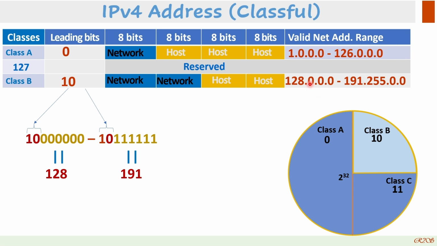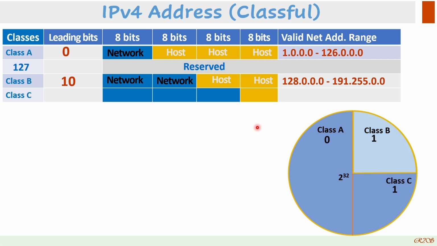And the second byte, all could be 0 and all could be 1. So if all are 0, that is 0, and if all are 1, then 255. So that's why we get the valid range for class B as 128.0.0 to 191.255.0.0, which is the valid range of networks in class B.